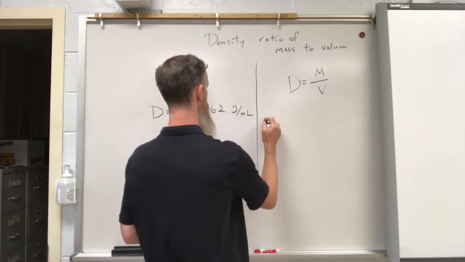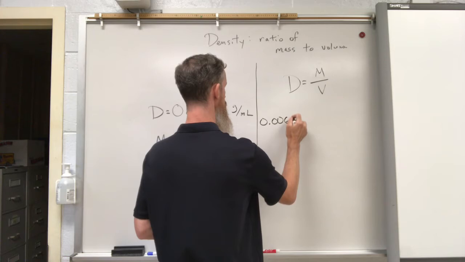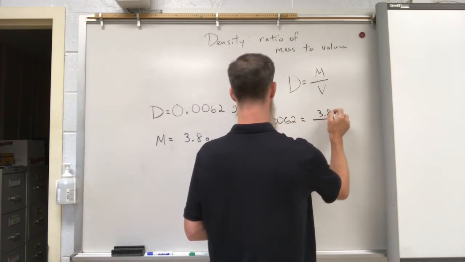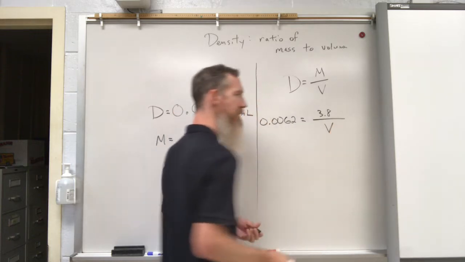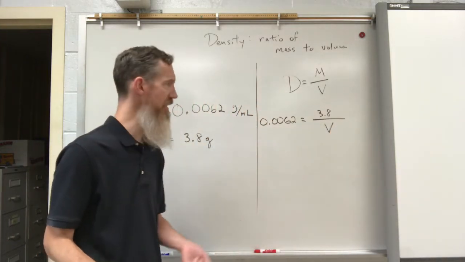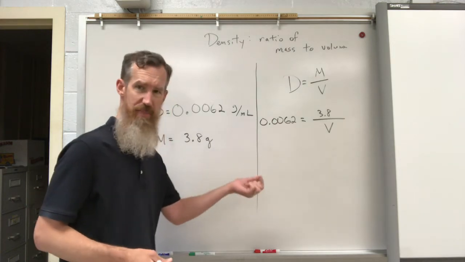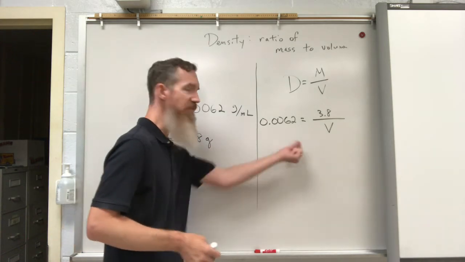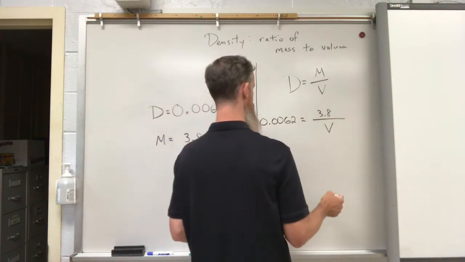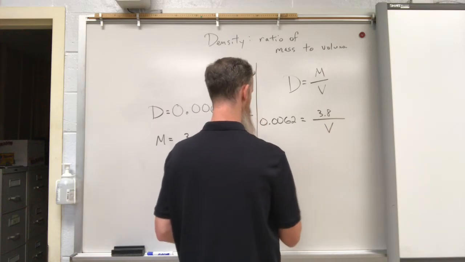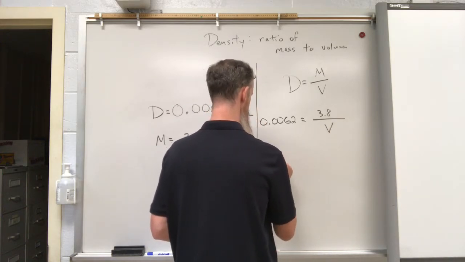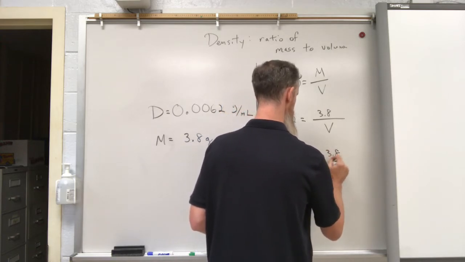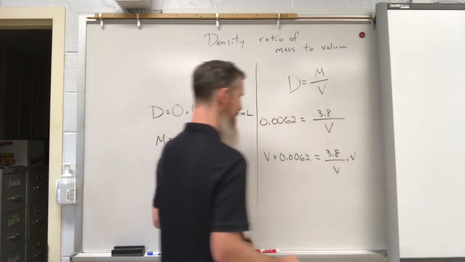You're going to plug in 0.0062 for density. You're going to plug in that 3.8 for mass. And you're going to leave V as your unknown, kind of like X in algebra. You've got to solve for that. I'm going to do this example because this one's the hardest for students if I ask them to find the volume. You have to get V by itself. And remember from algebra class, you're going to multiply each side by V, because I need to get V out of the bottom of the fraction.